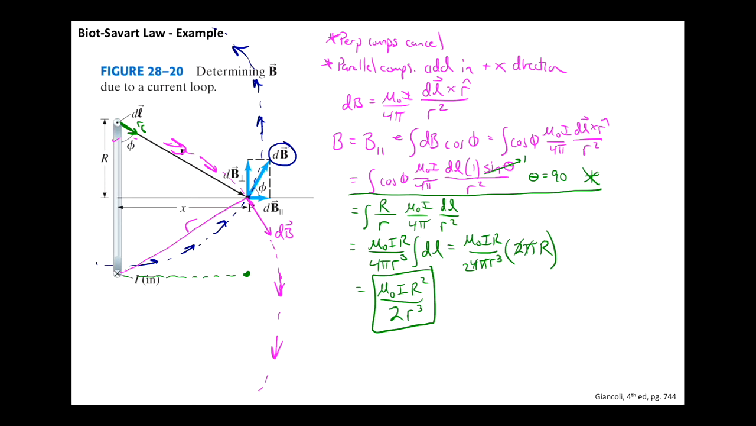We are taking into account all parts of the loop by doing the integral. We started by looking at the vectors and seeing what would cancel out. And then by actually integrating all the way around the loop, we're adding up all of the parallel components, and the perpendicular ones canceled.